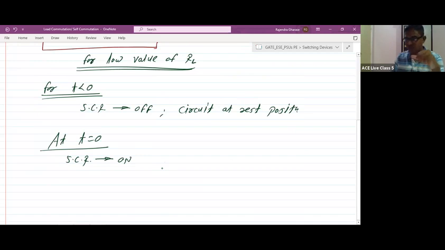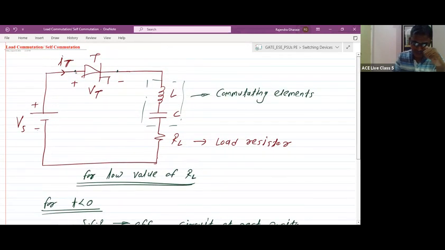So at t equal to 0, what will happen? The thyristor will turn on, so it will act as a short circuit. What about the status of the inductor and capacitor at t equal to 0? Before t equal to 0, the current flowing through the inductor was 0 and the voltage across the capacitor was 0. So at t equal to 0, even though the switch is closed, will this inductor behave as an open circuit or a short circuit?